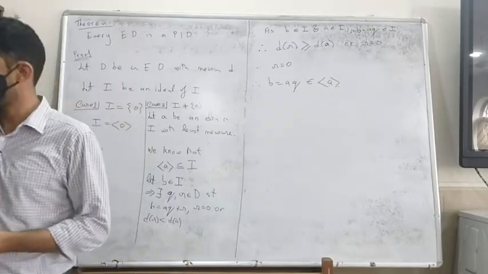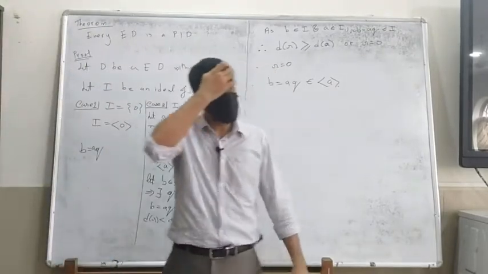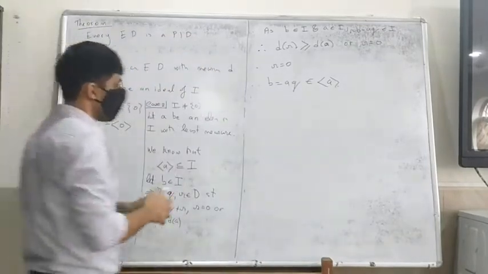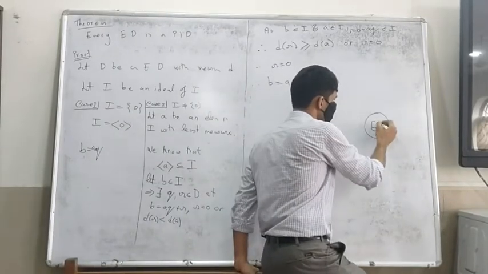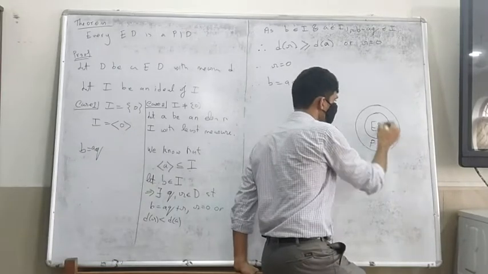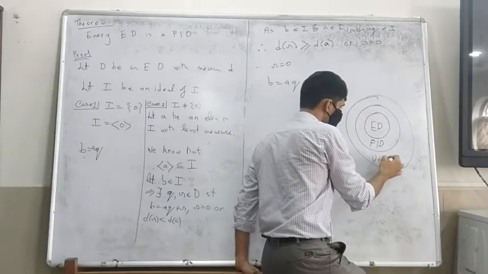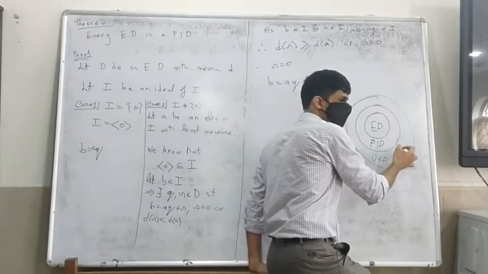That proves my theorem. So this tells us that every Euclidean domain is a PID. So we now have the set containment like this. We have the Euclidean domains, PIDs outside it, and UFDs outside. There are UFDs which are PIDs. We know an example. Which one?